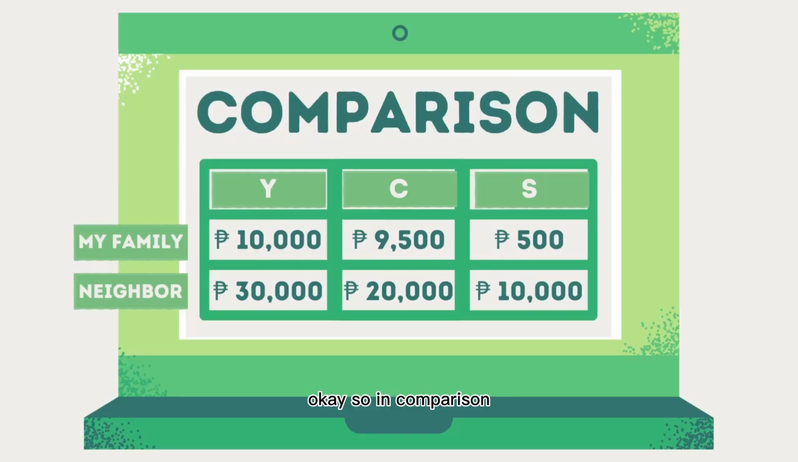Okay, so in comparison, my family's income is 10,000 pesos while my neighbor has 30,000 pesos. In consumption, my family has 9,500 pesos while my neighbor has 20,000 pesos. And in savings, my family only has 500 pesos while my neighbor has 10,000 pesos.